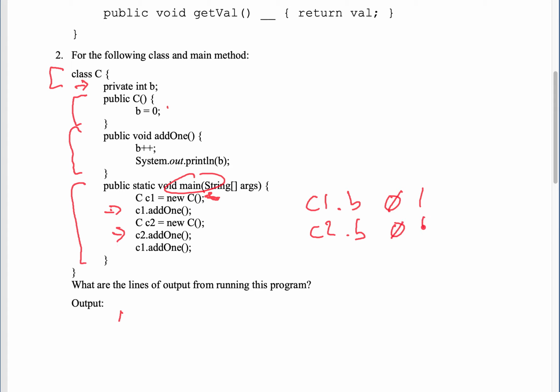So that variable is now 1, and I print it out. 1. Woohoo! Then I go back to C1 and add 1 to it. Okay, so we know what happens. That turns into a 2, and we print it out. And that's it. So it's not very exciting.